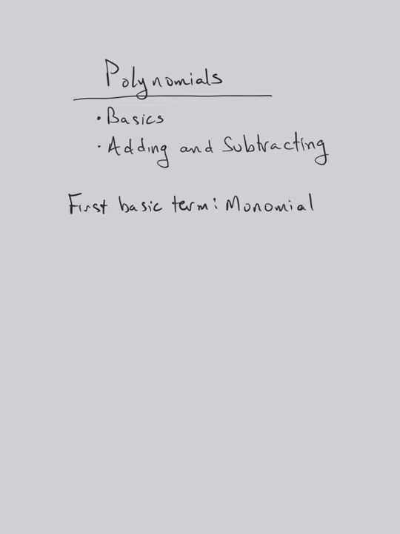Okay. So the first basic term that we want to talk about is what's called a monomial. Make sure you realize the prefix on that, mono. Mono means one. All right. And so what a monomial is, it's just a coefficient with a power of the variable. All right. And so typically our variable will be x, but it doesn't have to be. Okay. And so we could have something like 4x to the third.